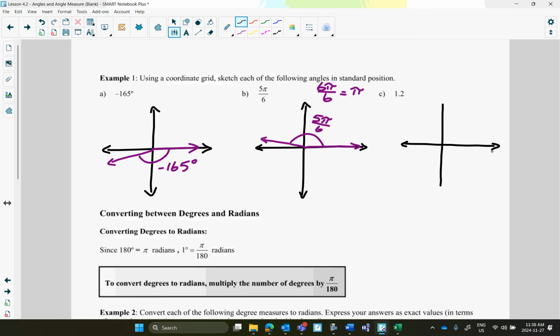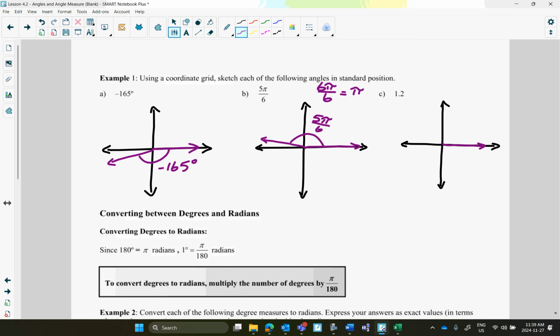The last one. 1.2. Well, there's our initial arm. It's positive, so we're going to go counterclockwise. How much do we go? Well, you guys remember, there's 2 pi in a complete circle, which is about 6.28.